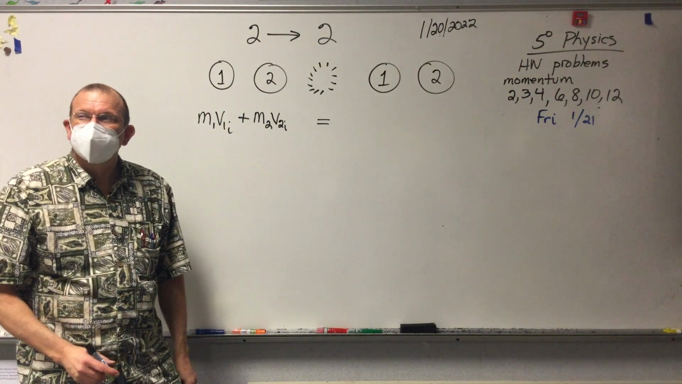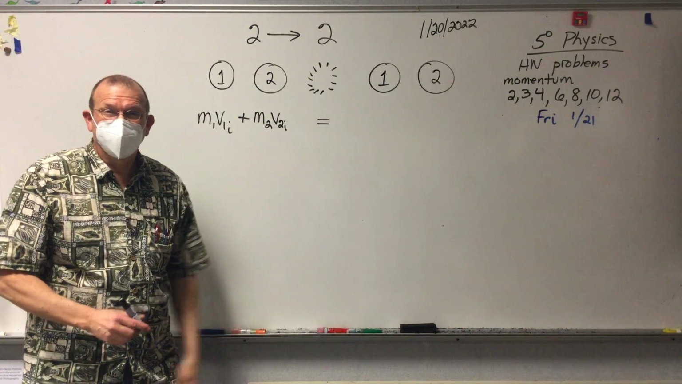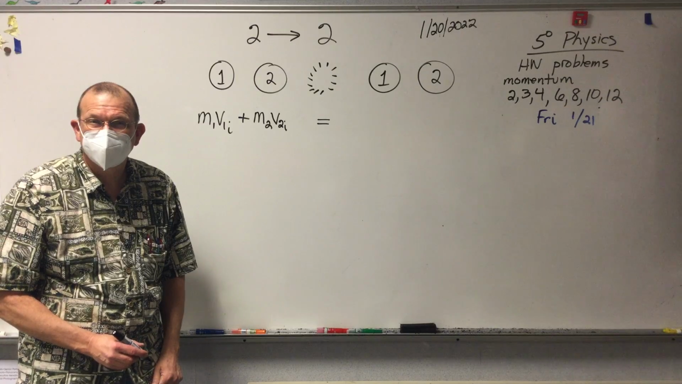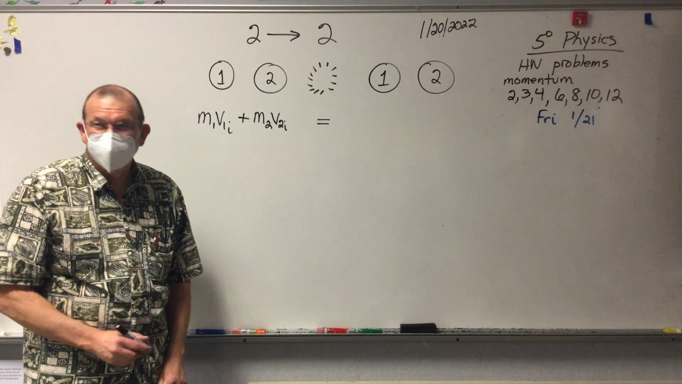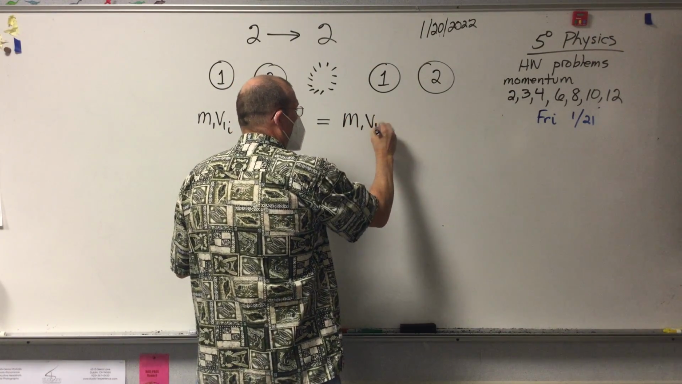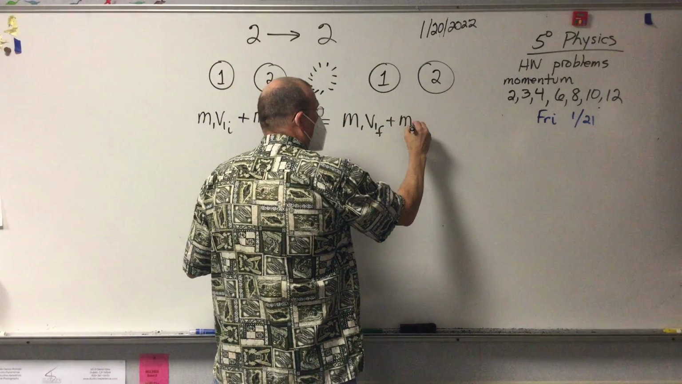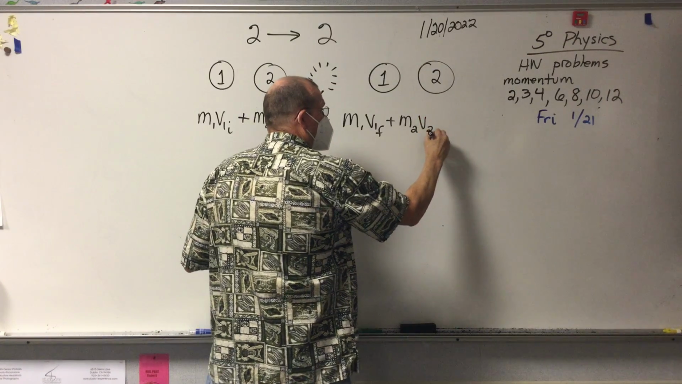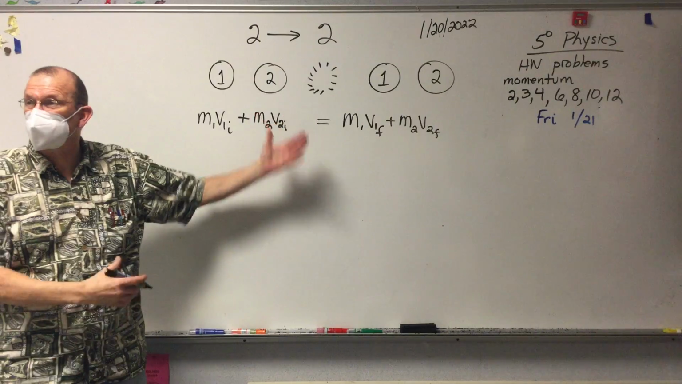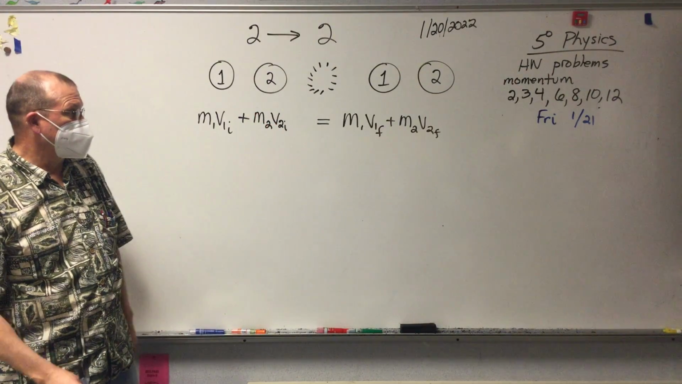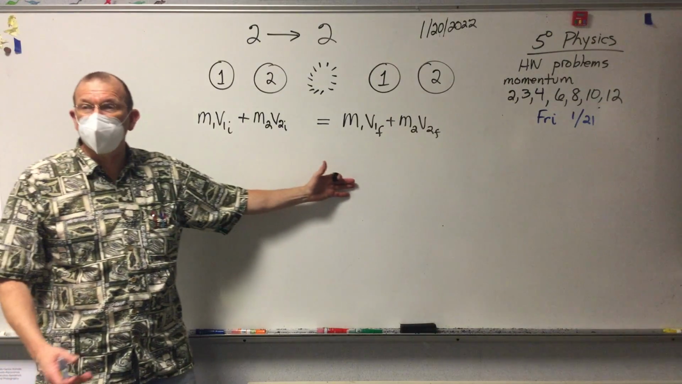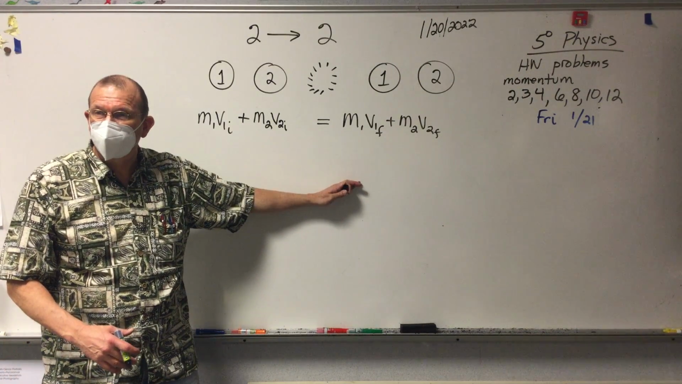Okay. Somebody think they know what's going on the other side? Okay, Michael? M1 times V1F plus M2 times V2F. Perfect. Okay? There's our equation to describe this. Now if you go, well, how the heck am I going to do a problem with this? They would have to give you a decent amount of information.